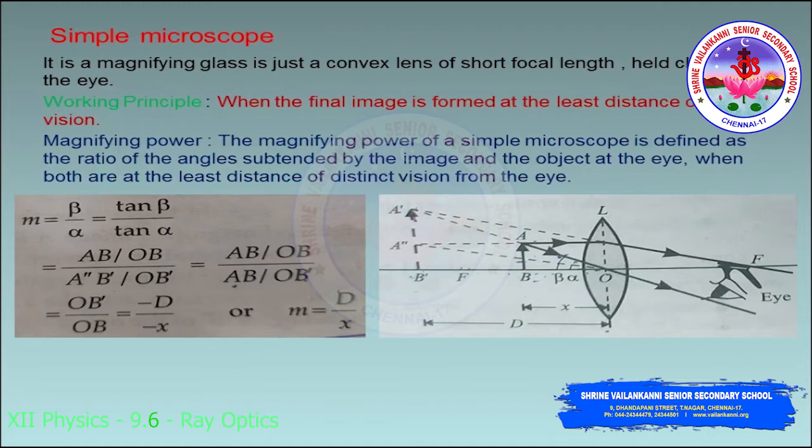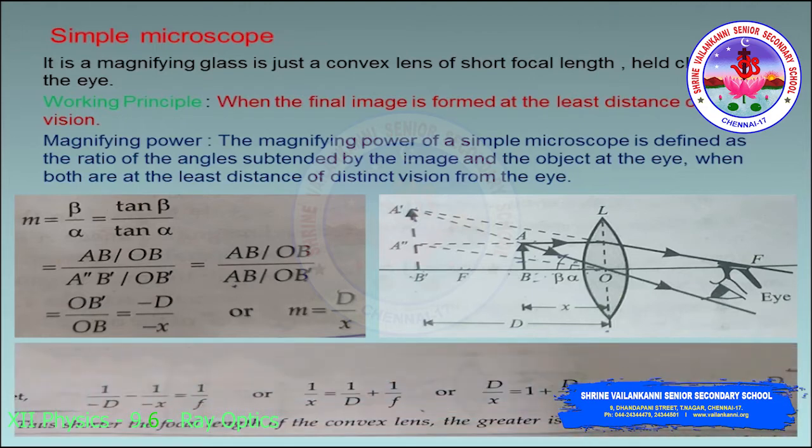By using this formula, what is our lens formula? 1 by V minus 1 by U is equal to 1 by F. So we can say 1 by minus D minus 1 by minus X is equal to 1 by F, or we can write 1 by X is equal to 1 by D plus 1 by F, right? Or we can write in this form also, D by X is equal to 1 plus D by F. So M, magnifying power, is equal to 1 plus D by F, right? The shorter the focal length of the convex lens, the greater the magnifying power we will get.